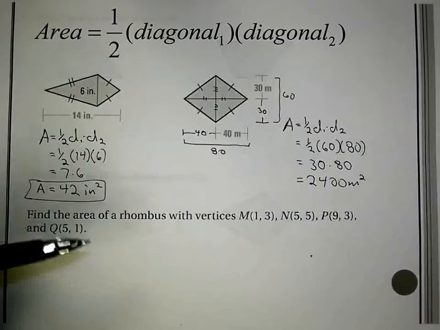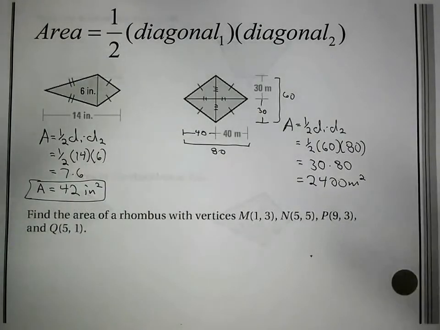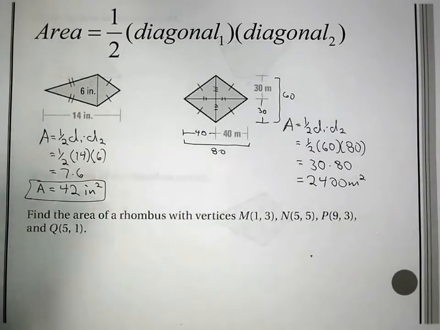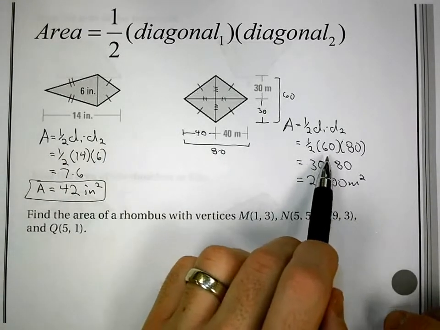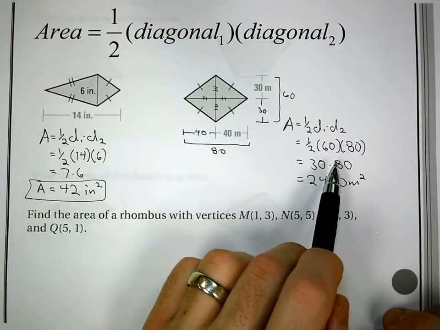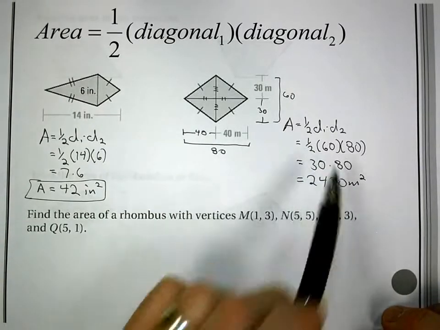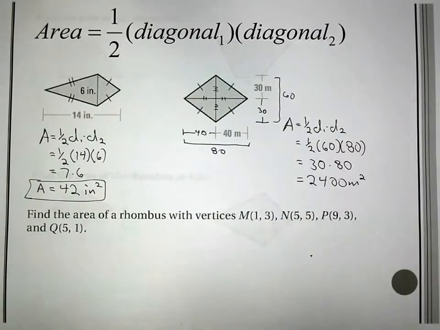Now, you may say, well, I'm going to take half of them, so I might as well just keep the 40 and the 30. Not the case here, because as you notice in the formula, we only take half of one of them. We can't take half of both, because that would throw off our answer. So, get the entire diagonals, plug them into the formula, and let the formula do its job.